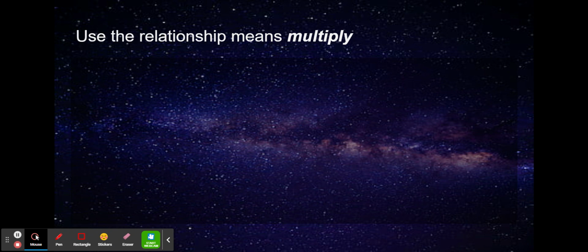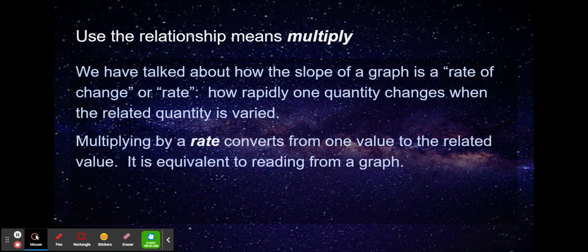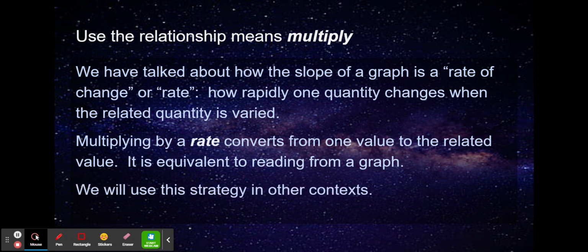Use the relationship in this case means multiply. We have talked about how the slope of a graph is a rate of change or rate, how rapidly one quantity changes when the related quantity is varied. Multiplying by a rate converts from one value to the related value. It is equivalent to reading from a graph. We will use this strategy in other contexts.